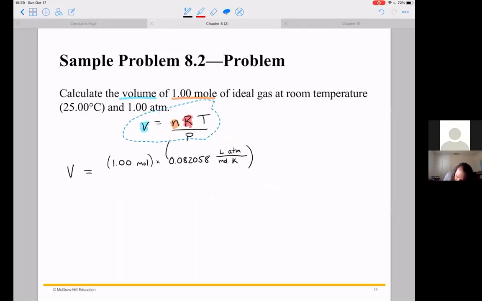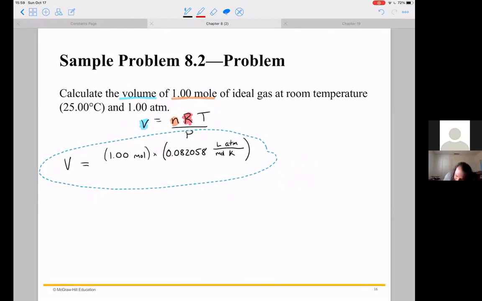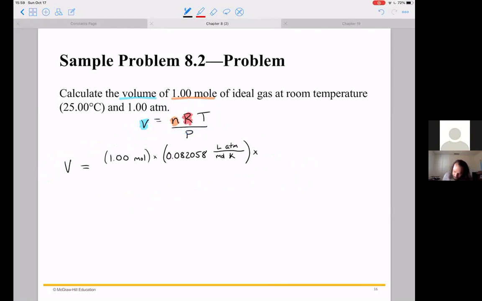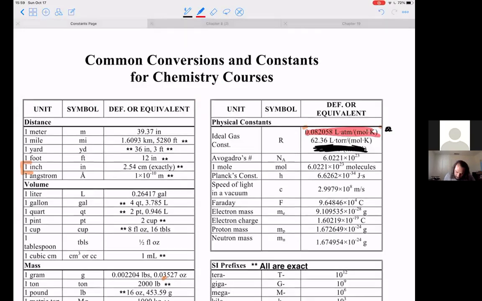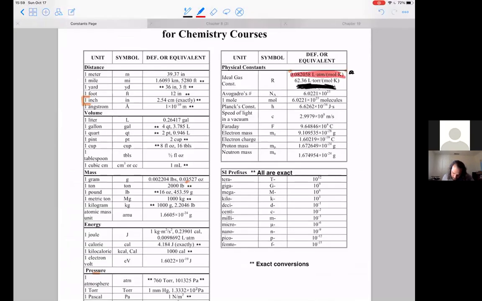I can anticipate I'm going to run out of room, so let me start moving stuff up. Okay, and then the temperature is 25.00 degrees Celsius. But what did we say we're always going to have to do, because this is an ideal gas problem? First, we have to convert that to Kelvin. If we don't remember how to do that, that is on our constants page here.